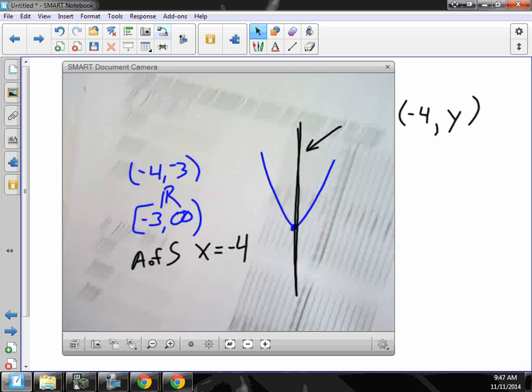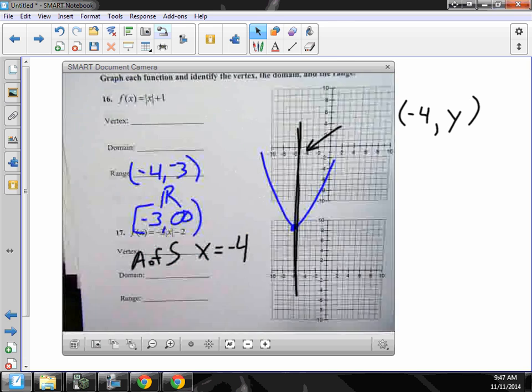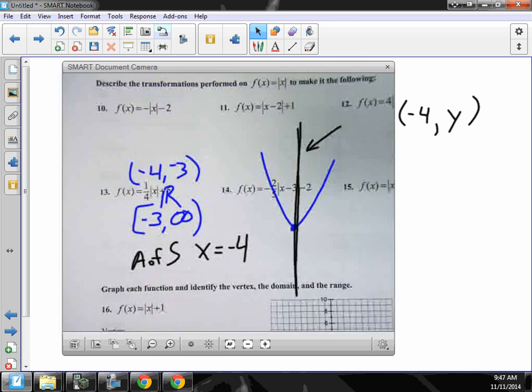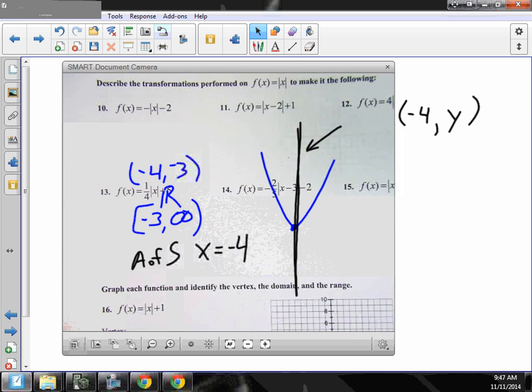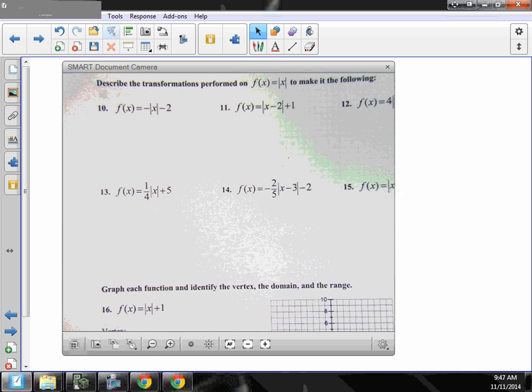And then if you turn 2 pages ahead, you're going to do the exact same thing with absolute values. So 10 through 15, you're going to look at it and say, what transformation is happening here? So number 10, what's going on? Flipping across, we're changing the y values, which means we flip across the x-axis, right?